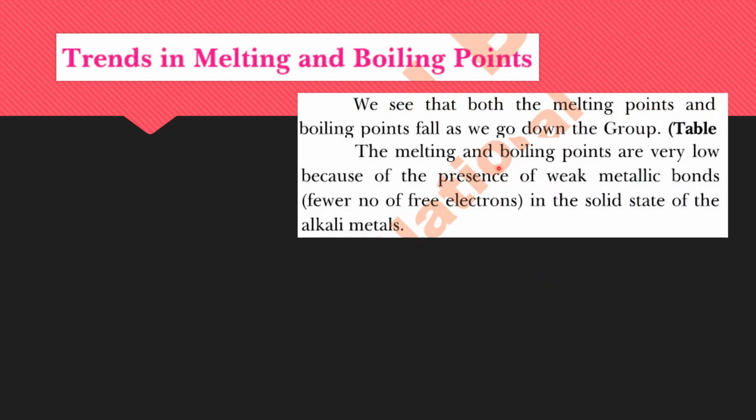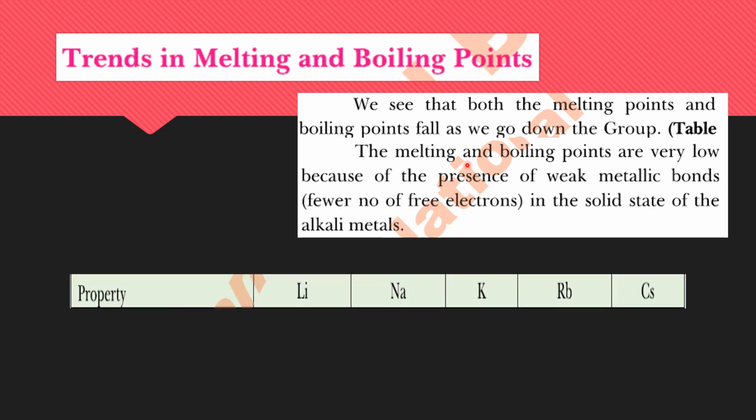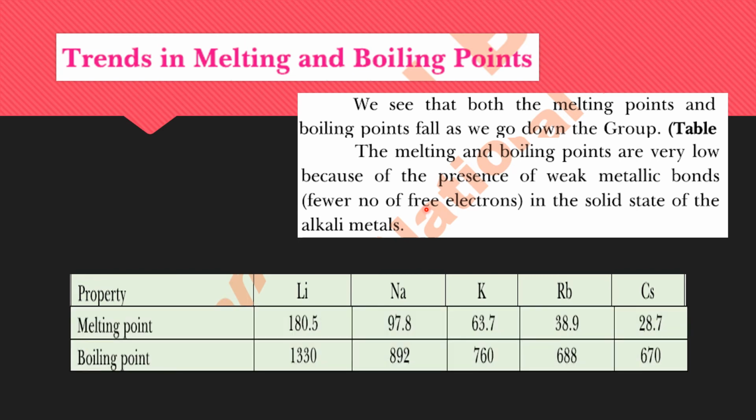Both the melting and boiling points decrease as we go down the group, and this decrease is due to the presence of weak metallic bonds. As only one free electron is available in the alkali metals, they have quite low melting and boiling points. Here you can see the melting and boiling points are decreasing down the group because the number of their free electrons is quite less.